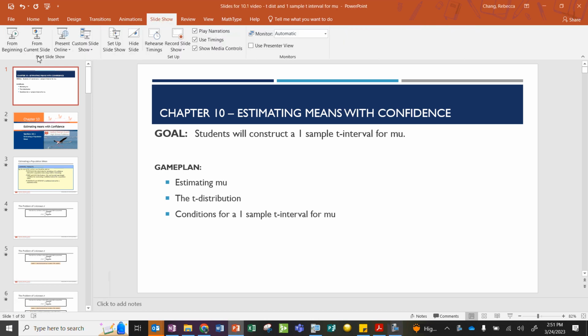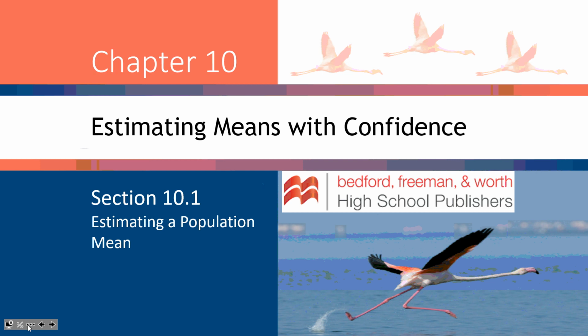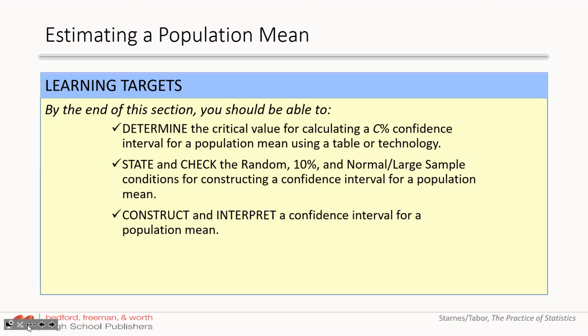Hi, we are going to talk about the t distribution and then run through a one sample t confidence interval for a mean mu. This is chapter 10.1 in your book, estimating a population mean.